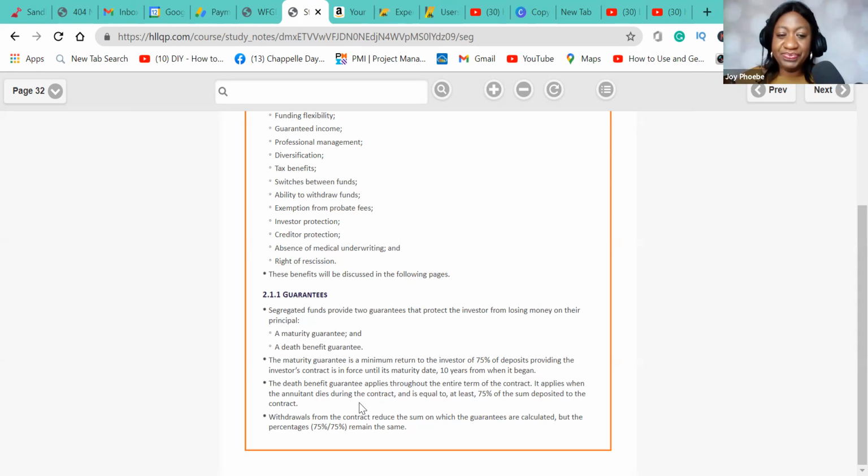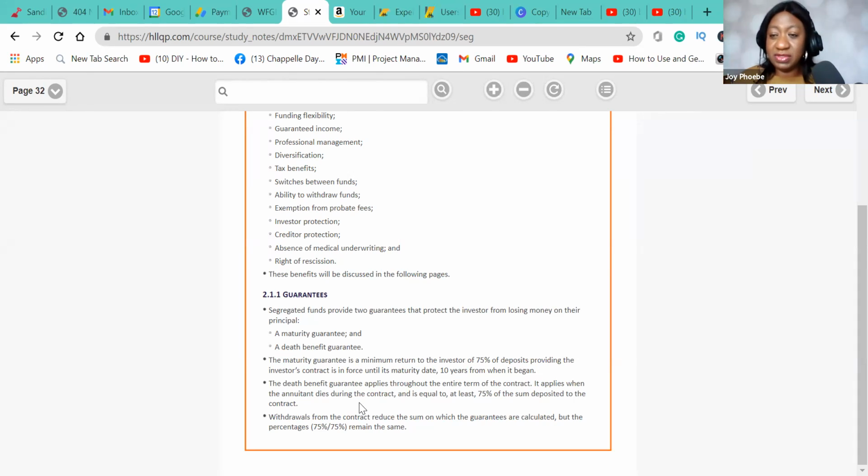from when it started. Now, don't get this wrong. Let's say you invested $1,000 and the company becomes insolvent, or your funds don't perform, or your funds are not doing well. Now there are two types of guarantees: maturity guarantees and death benefit guarantees. So the 75% I'm talking about now is the maturity guarantee.